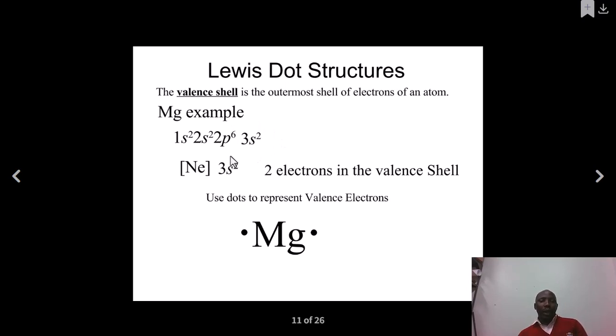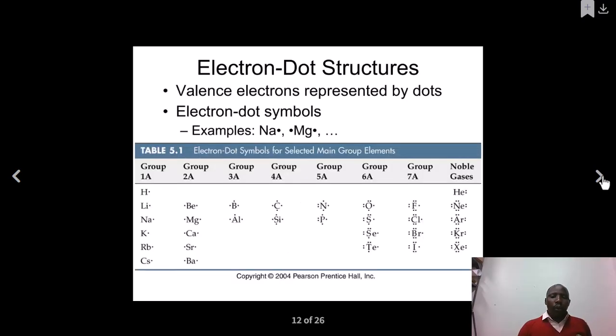Then the two electrons of the last shell, those are the two dots we have represented for magnesium, because we represent only the two electrons of the outermost shell. This is about the dot and cross diagram, the representation of an atom.